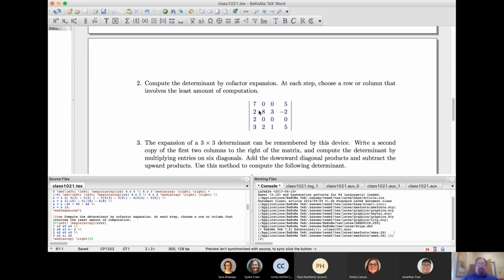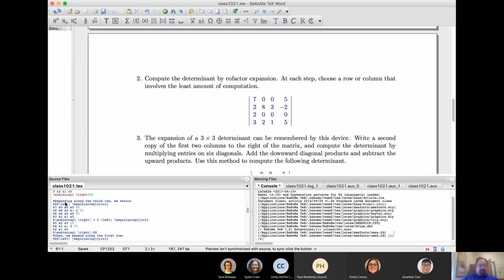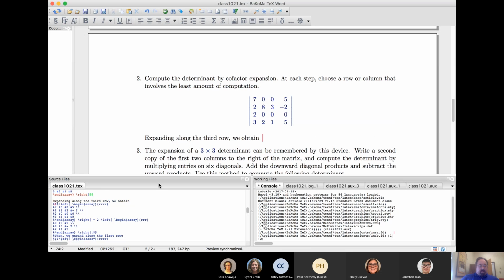So what you want to do is find a row or column that has the most 0 entries to get the least amount of work. In this case, we have a third row that has only one non-zero entry. So you can work with this 2 here and then delete the third row and first column where the 2 sits. Then you have this 3 by 3 matrix, 0, 0, 5, 8, 3, -2, 2, 1, 5, and then work with that. So we expand along the third row.